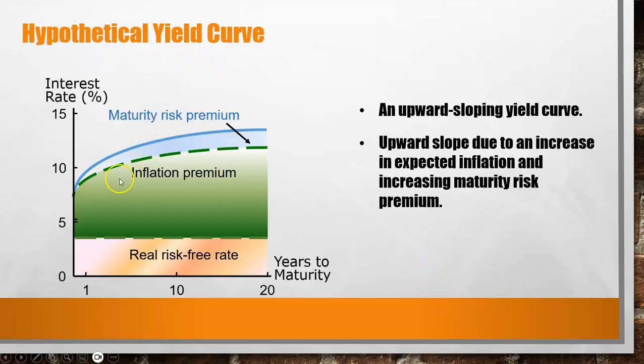Hypothetical yield curve, you can see it's going up. The inflation premium takes up the bulk of it. The risk-free rate takes up this much. And the maturity risk is a small portion.